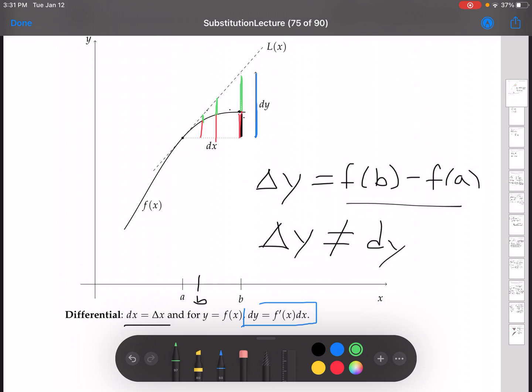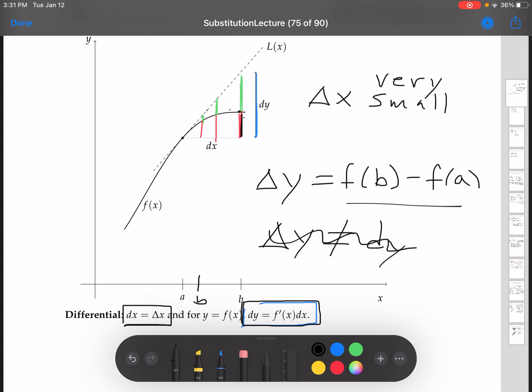So if a and b are really close, if the change in x is small, then dy is approximately... so if this guy is small, how small? Very small, then what happens? Then dy is approximately the change in y. And so that's how these things are defined.